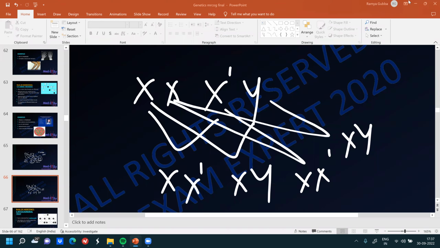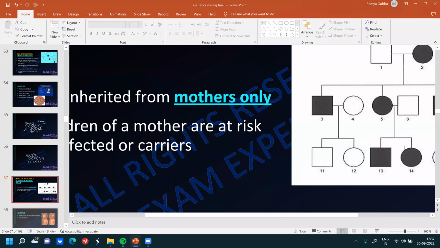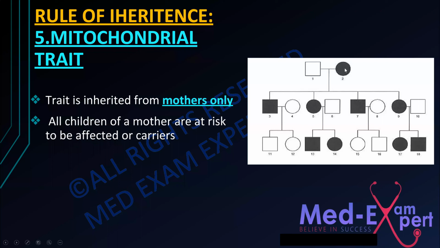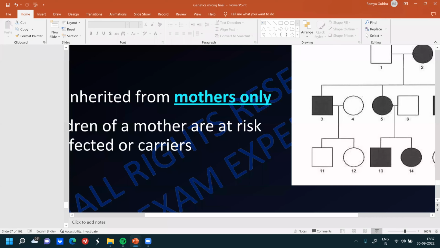That's all. So I hope you all understood how to read the pedigree analysis. Now we will see some examples. Mitochondrial is very simple. Mitochondrial inheritance goes from the mother to kids, and only the mother can transfer the disease. Fathers can never transfer the disease in mitochondrial traits. Now we will see some examples for this.